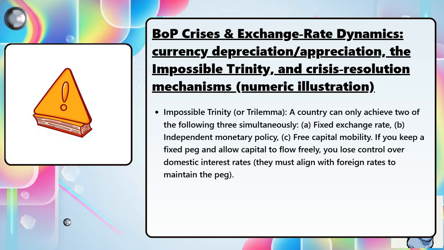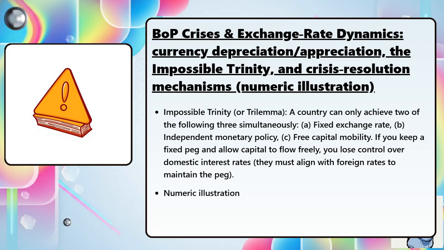A country can only achieve two of the following three simultaneously: fixed exchange rate, independent monetary policy, free capital mobility. If you keep a fixed peg and allow capital to flow freely, you lose control over domestic interest rates. They must align with foreign rates to maintain the peg.